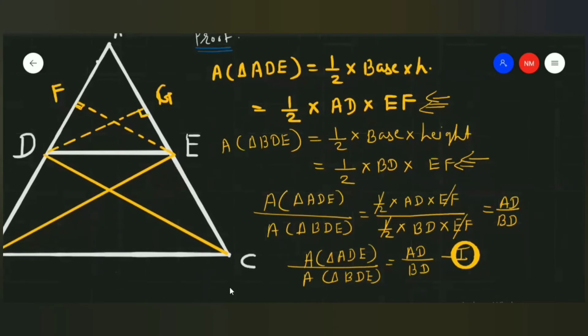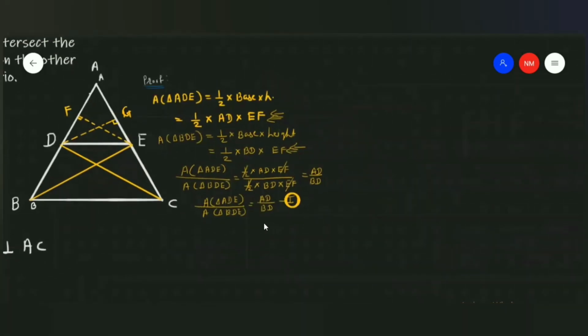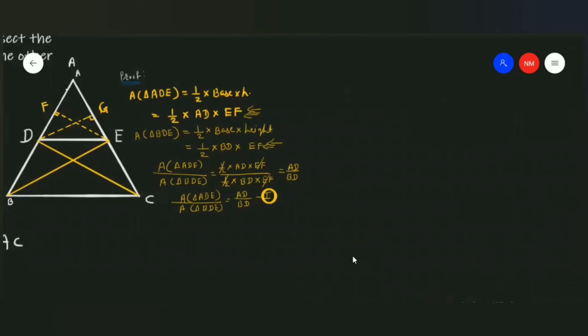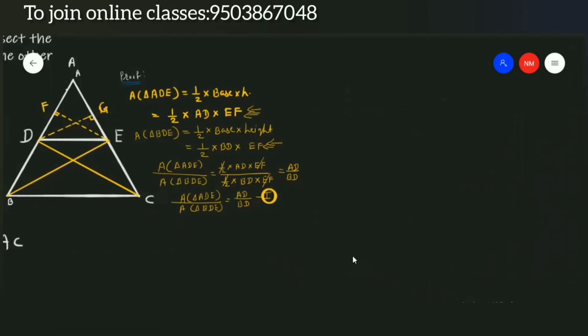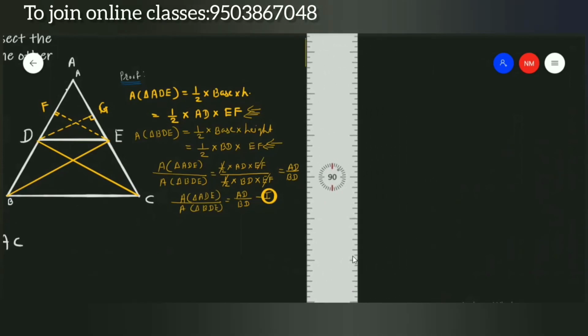Now again I'm going to find another ratio, that is the ratio of the areas of triangle ADE and triangle CDE. So that will be my next step. I'm going to write here. Let's write. The diagram is there in front of you. I am finding now the next one. Here I'm solving.